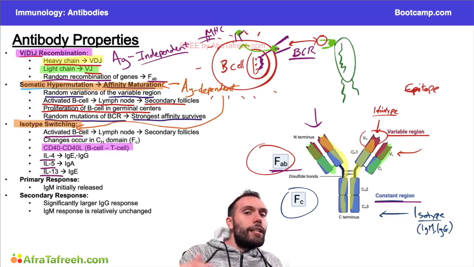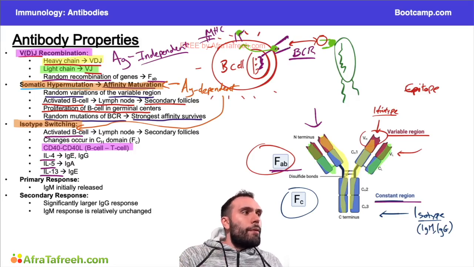If we want to make IgE antibodies, we might see interleukin 4 and interleukin 13 being released. If we want to make IgA antibodies, we might see interleukin 5. So again, you want to remember these specific cytokines as they're particularly high yield to note in isotype switching.